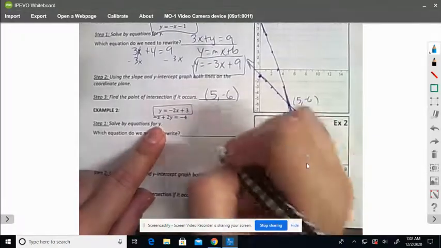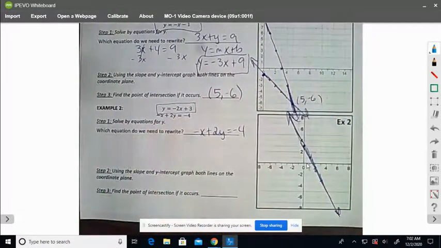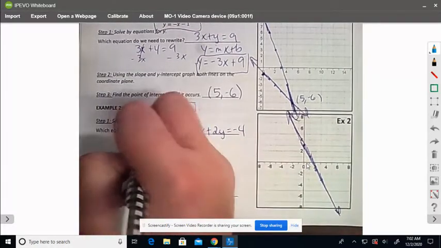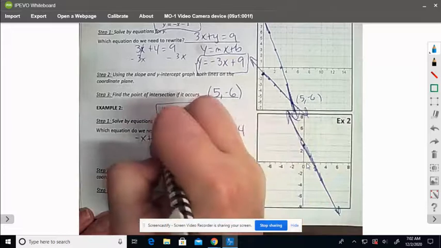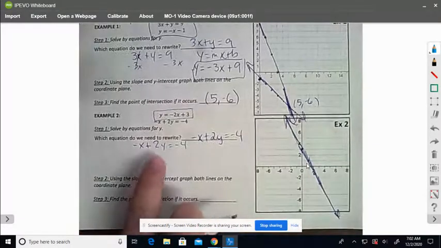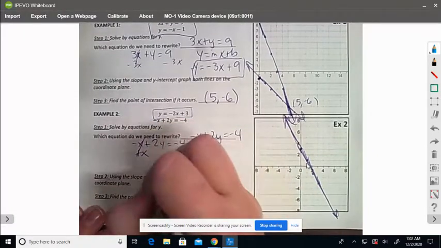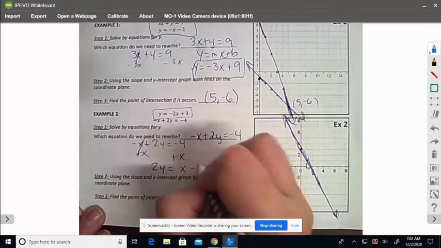This one I need to rewrite: -x plus 2y equals -4. This one's even trickier to rewrite than the first one. So I'm going to put it down over here. The first thing I want to do is get this y alone, so I'm going to add this x to both sides. That gives me 2y equals x minus 4.